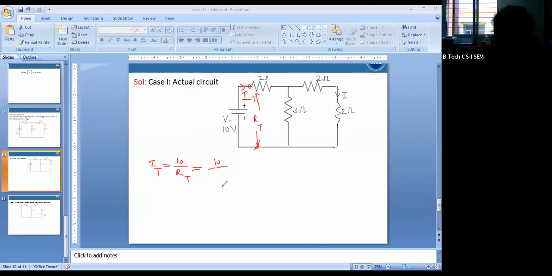So come from this side, 4 ohms, 2 plus 2, in series with 3, 4 in parallel with 3 ohms. That resultant will be in series with 2. Four into 3 by 4 plus 3. How much does it come? 12/7.